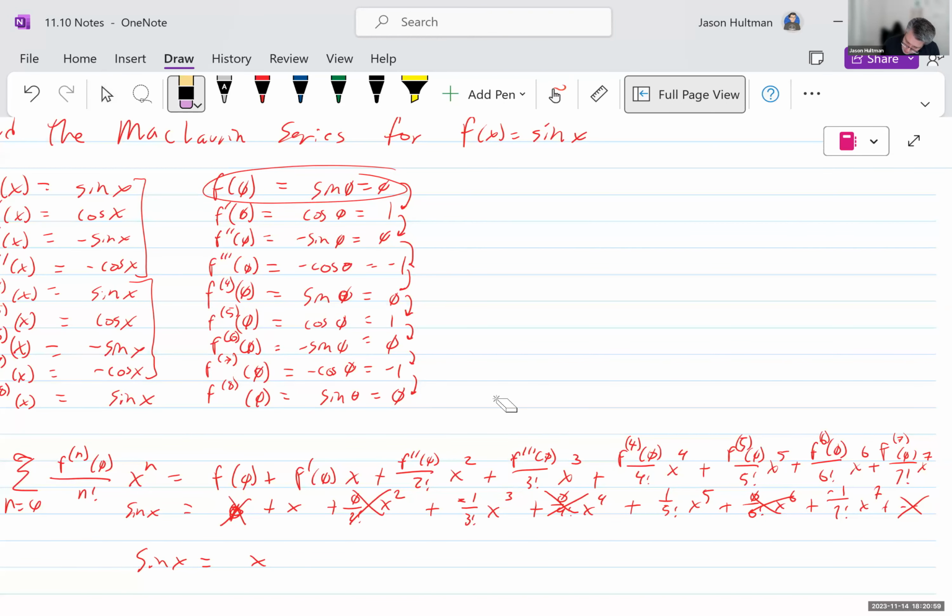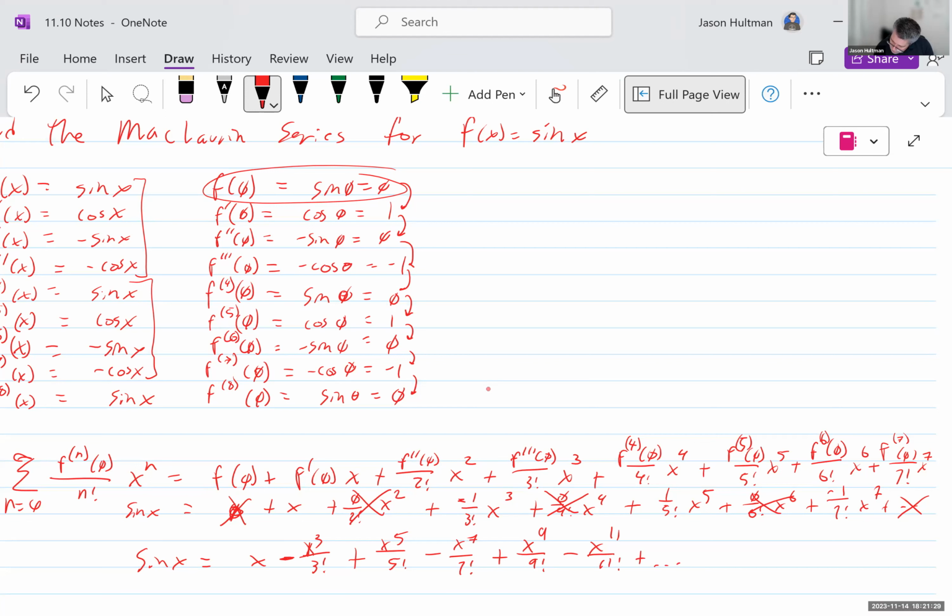It alternates in sign. x minus x cubed over 3 factorial, plus x to the 5th over 5 factorial, minus x to the 7th over 7 factorial, plus, could you tell me what the next one's going to be? x to the 9th over 9 factorial, minus x to the 11th over 11 factorial, plus dot, dot, dot.